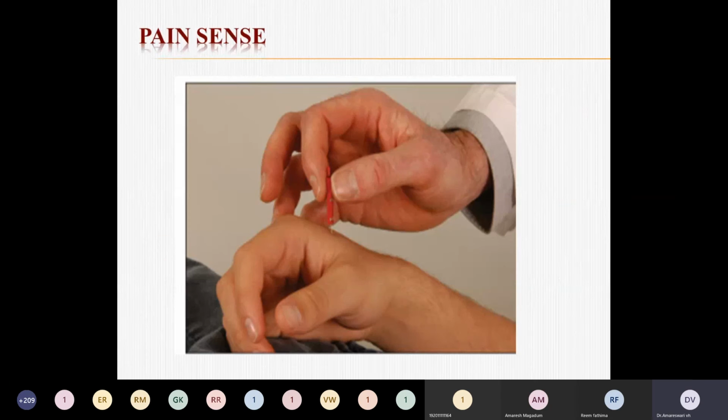Yes, this is the diagram of pain sense. Have you understood pain sensation?